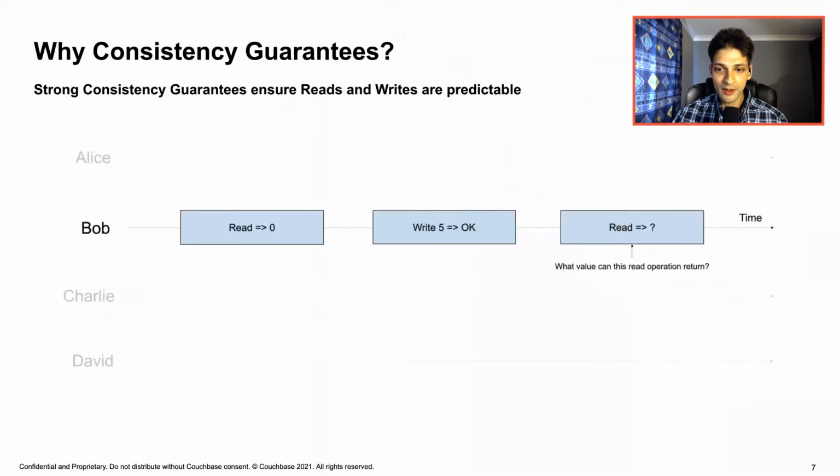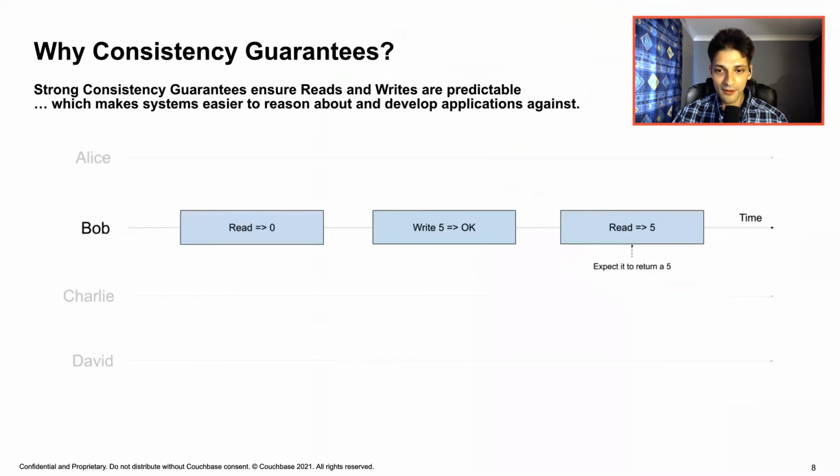In this diagram, time moves from left to right. Given a single client Bob performing operations on a single document or variable which is initially 0, suppose we have a read of 0 followed by a write of 5. What should the final read operation return? We expect Bob to read 5. In single-threaded applications, we have an intuitive notion of operations happening in the order they were issued in.